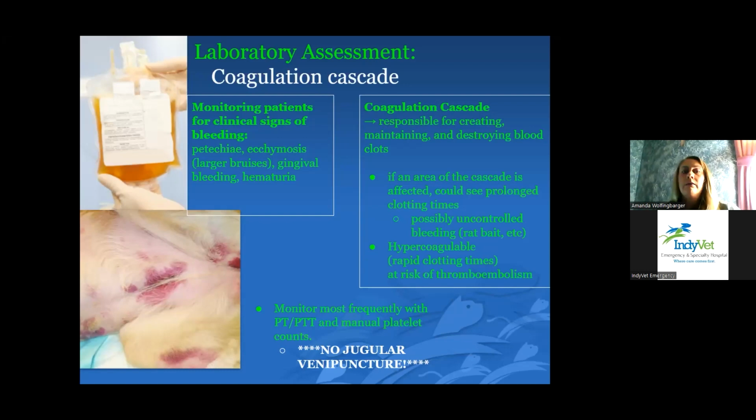And then we're making sure that before we go poking a patient's jugular vein, they have an adequate platelet count, monitoring their PT, PTT if indicated, and evaluating those different parameters together to make sure that they're adequately clotting. And then again, not poking their jugular vein, because if they are either hyper or hypocoagulable, it could cause issues either way that we don't want to have to deal with.